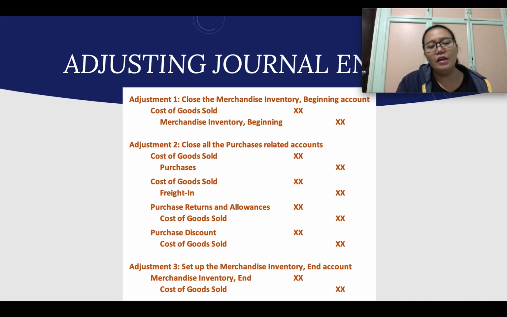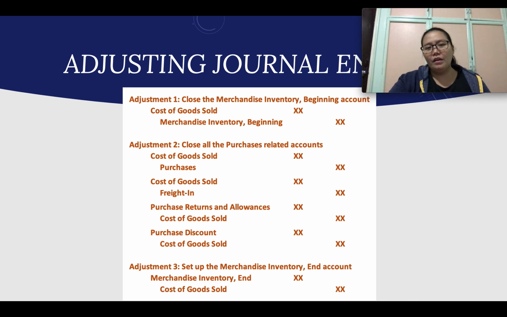Second adjustment is to close all the purchases related accounts. So what are these purchases related accounts? We have purchases, freight in, purchase returns and allowances, and purchase discounts. So the first two that I mentioned, purchases and freight in, both have normal debit balances. And therefore, to close, our entry is to debit cost of goods sold and credit purchases. To close the freight in, our entry is to debit cost of goods sold and to credit freight in.